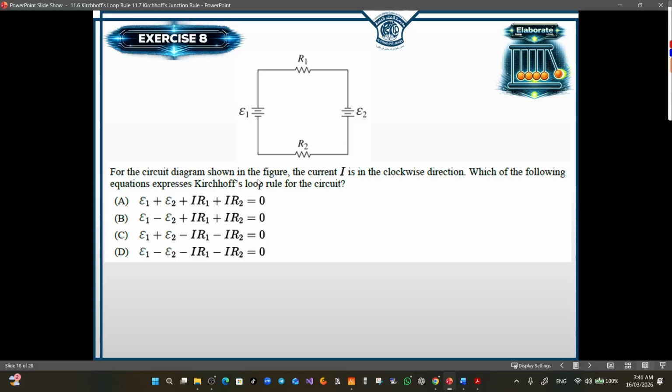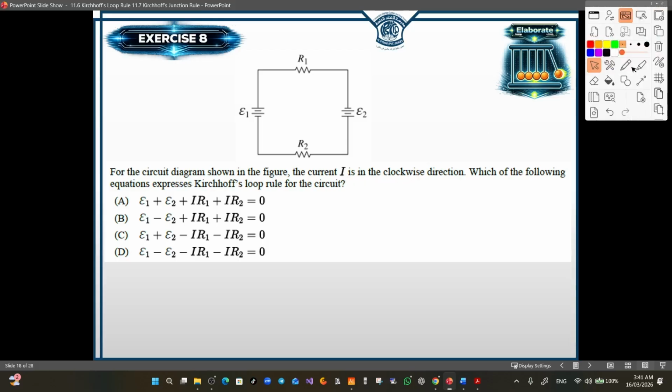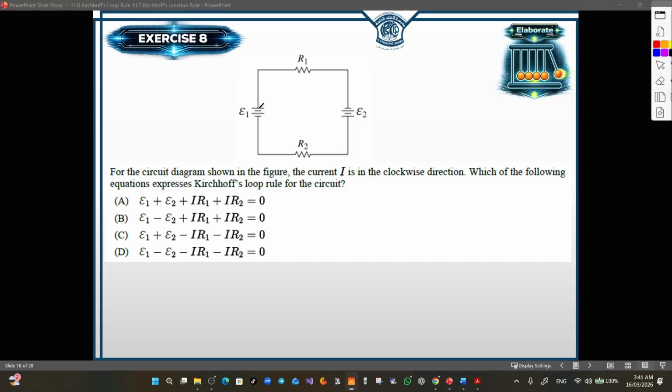For the circuit diagram shown in the figure, the current I is clockwise. So we have only one current in the clockwise direction, so the current is in this way. This is not the direction of my loop. This is the direction of the current, and we're going to stick to this direction. Which of the following equations expresses Kirchhoff's loop rule for the circuit?